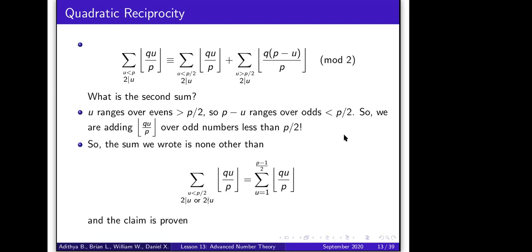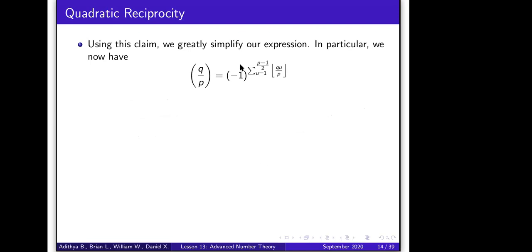So using this claim, we can convert Eisenstein's lemma, which is useful for bulky computations, into a much simpler representation. Namely, the Legendre symbol of q is equal to -1 to the sum we just wrote, from u equals 1 to p minus 1 over 2 of floor of qu over p.